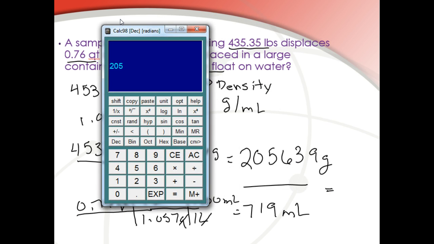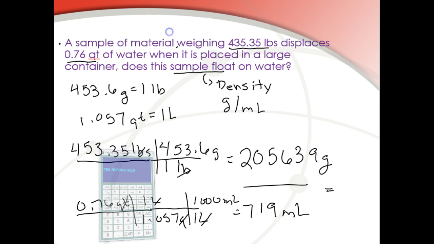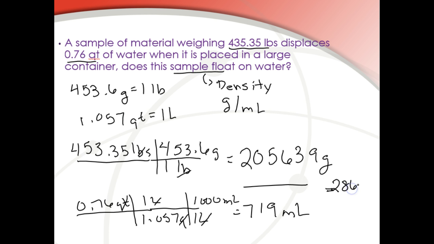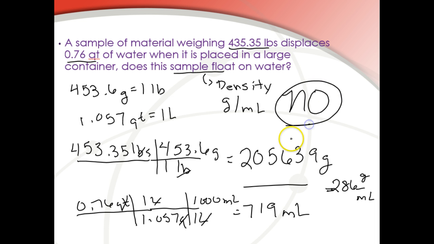So I've got 205,639 divided by 719, and I get 286. Apparently, way more dense than anything else on the planet, but there you go. 286. So the big question here is, is it greater than 1? And yes, it is. So no, it would not float on water. So that's a walkthrough for that problem.